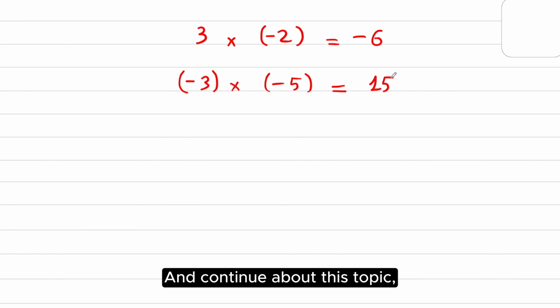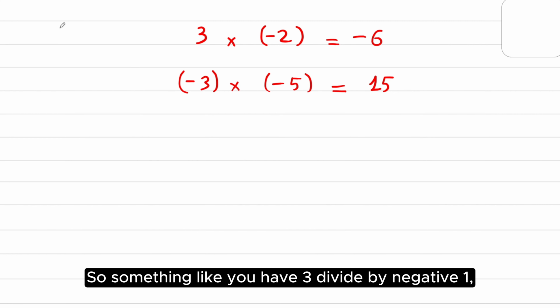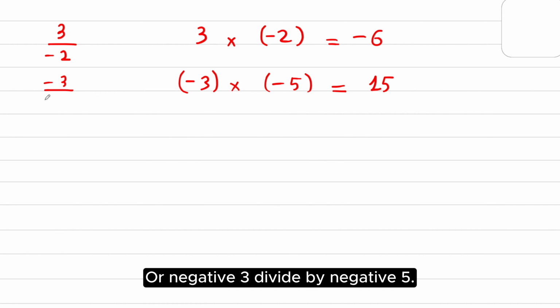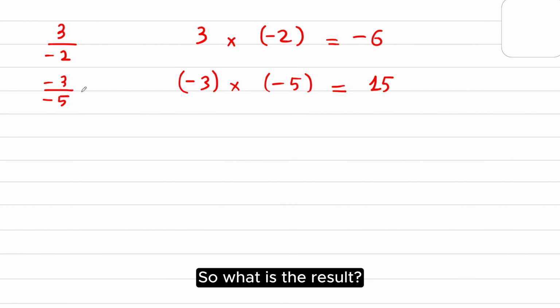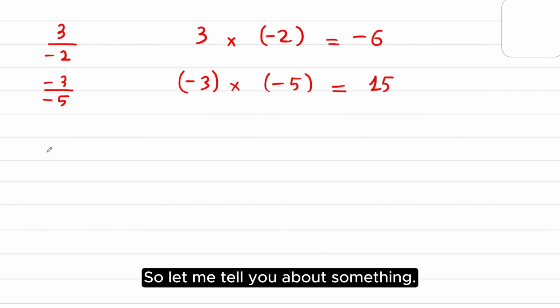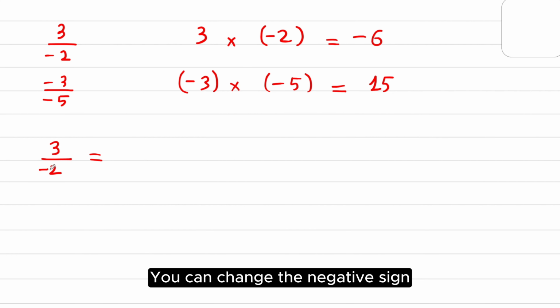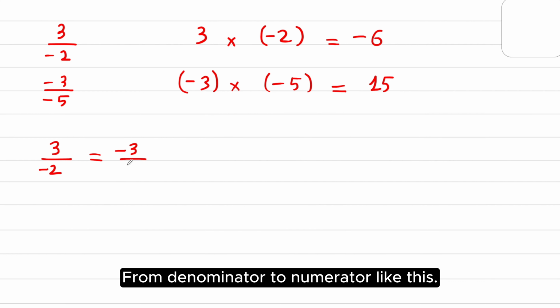And continuing on this topic, I want to introduce division with negative numbers. So something like 3 divided by negative 1 or negative 3 divided by negative 5. So what is the result? What is positive and what is negative in this fraction? Let me tell you something. If you have a negative number in the denominator, you can move the negative sign from the denominator to the numerator like this.